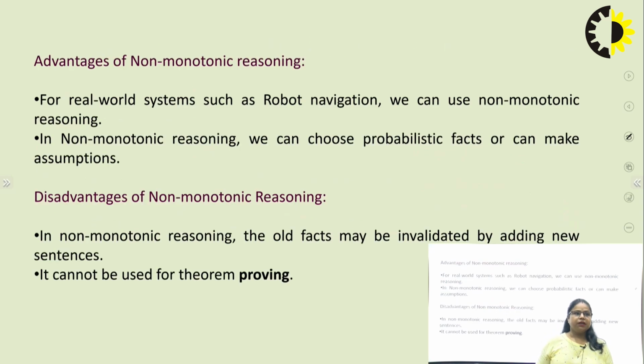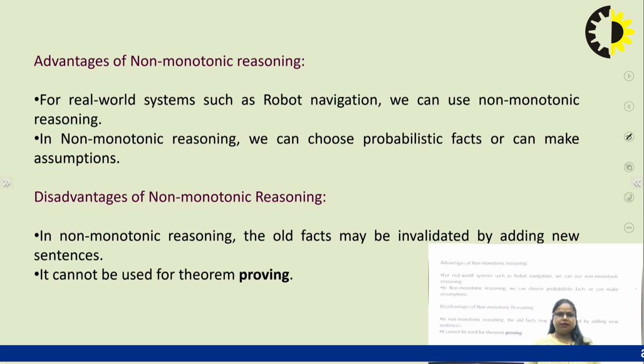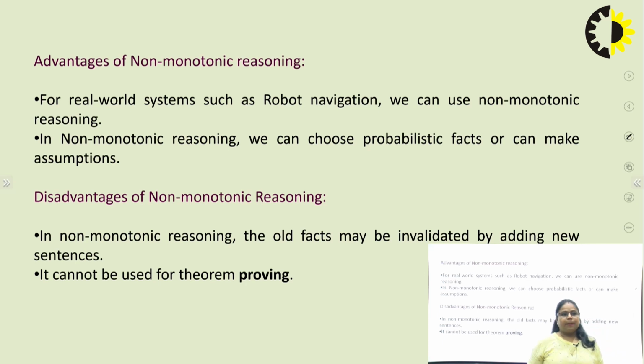Now the advantages of using non-monotonic reasoning: it is used for real world systems like robots, navigation and so on. And simultaneously, in non-monotonic reasoning, we can choose probabilistic facts and make assumptions, right? The disadvantage is that in non-monotonic reasoning, an old fact may be invalidated by adding new sentences, and it cannot be used with theorems which have already been proven.